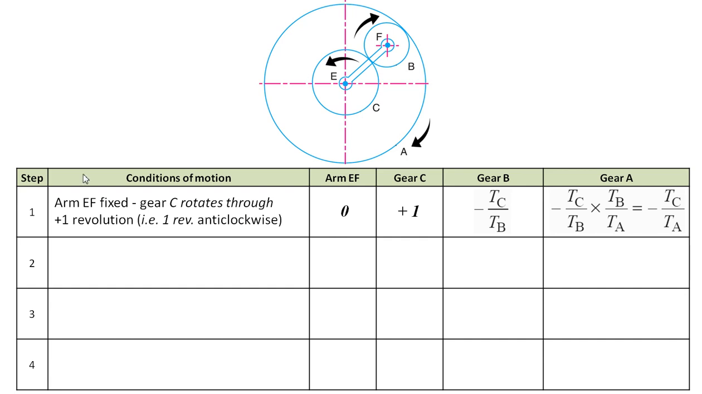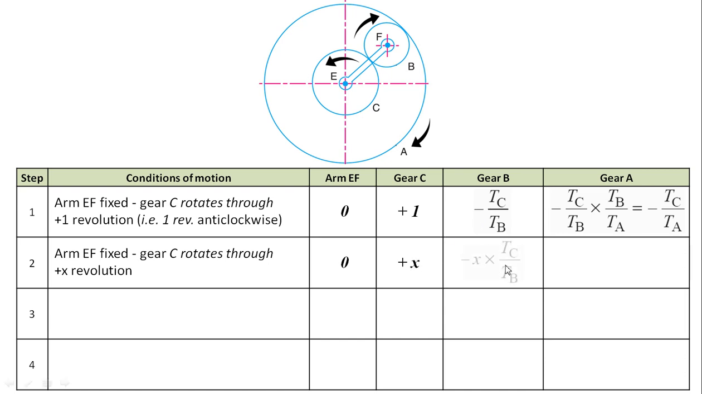In the next step, we replace this 1 by X. So arm EF fixed and gear C rotates through plus X revolutions. So here EF is fixed, gear C is plus X and then further gear B will be multiplied by this X, minus sign will continue as it is, and for gear A we will multiply by X and again minus sign will remain as it is.